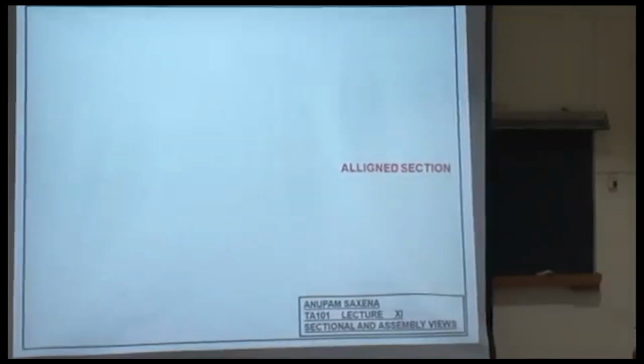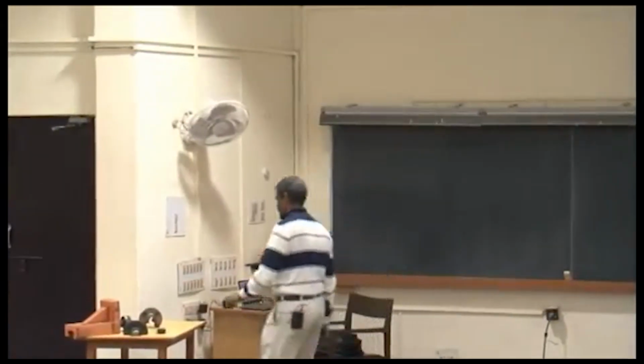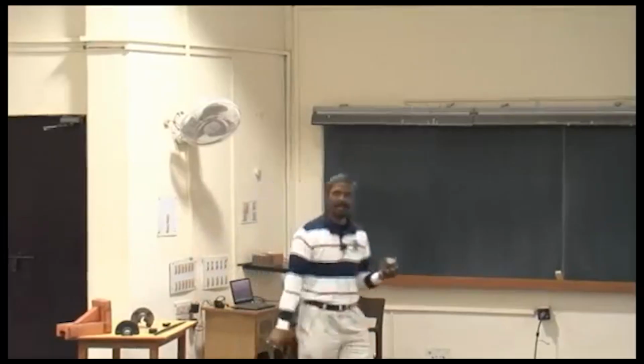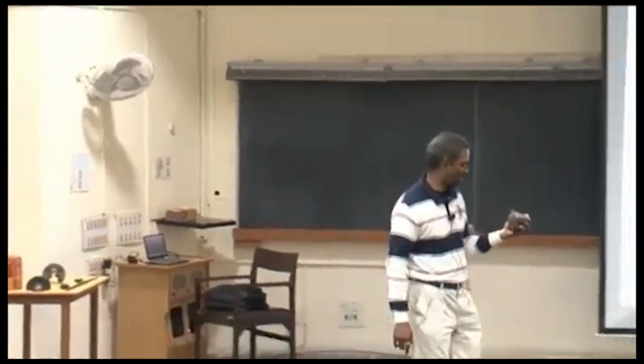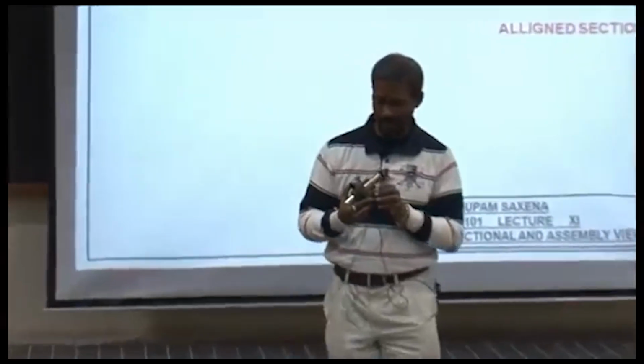I'll have to scratch my head. I would say it's the half section of the right part of the object. Half section of the right part of the object. The left part is intact. Is there any name for this type of section?